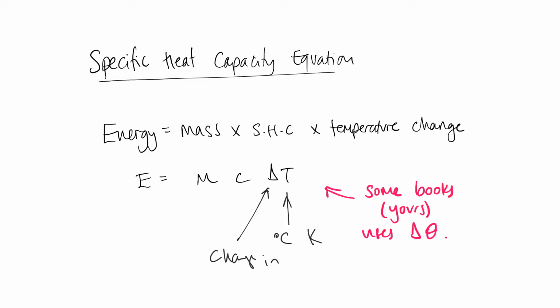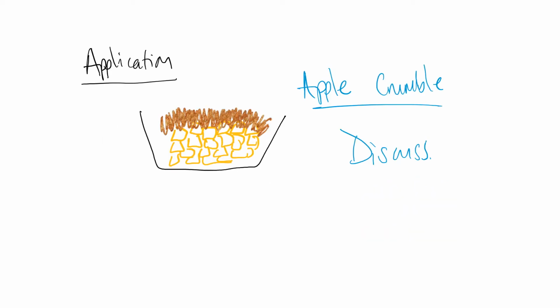So let's just look at an example. Apple crumble, when it's been in the oven for 25 minutes, comes out at 200 degrees, the same temperature as the oven, because it's heated up. But when you put it in your mouth, either the apple or the crumble is going to burn you. And I think we all know that it's the apple that does burn you, not the crumble.